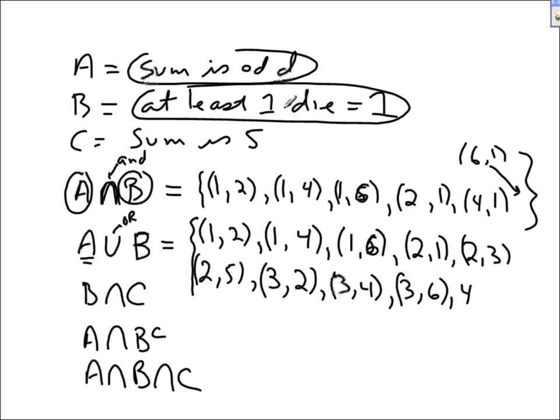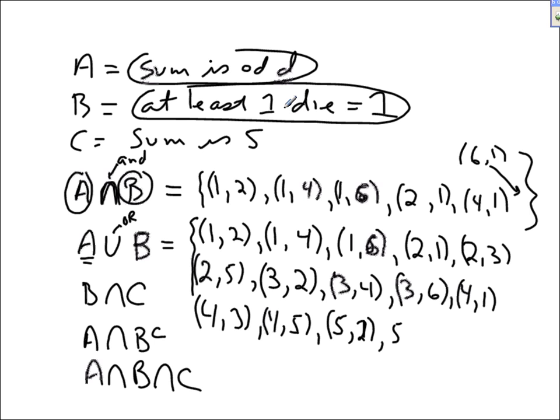You can have 4 with the 1. You can have 4 with the 3. You can have 4 with the 5. Then you can have 5 with the 1. That's odd. No, it's not. It's even. You can have 5 with a 2. You can have 5 with a 4. And then you can have 5 with their 6. That's A. Or you can have B. At least one die is a 1.